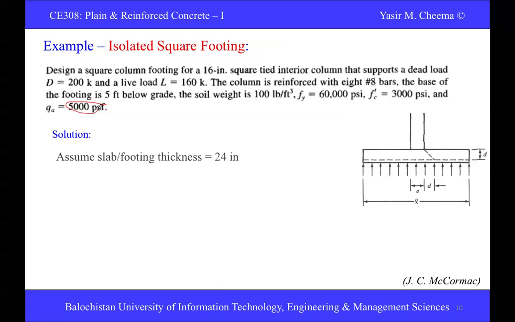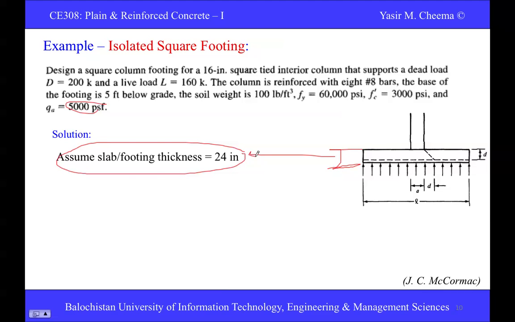So you see here, first of all, assume the slab or footing thickness. We take it as 24 inch. It means 2 feet. So we assume that the slab thickness is 24 inch. Alright, this thickness is assumed to be 24 inch in the first step. Later, the next step is the effective depth D. This one is the effective depth D.